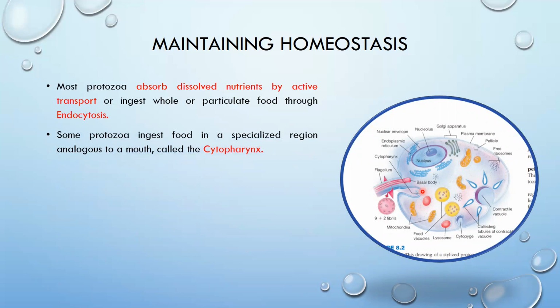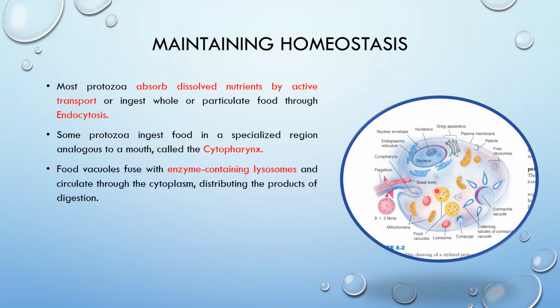Some protozoans ingest food in a specialized region that is analogous to a mouth, and this is called the cytopharynx. Just like in humans, the mouth is present, in protozoans the mouth is replaced by the cytopharynx. This is the cytopharynx. It works just like the human mouth. It ingests the food particles and makes the food vacuoles.